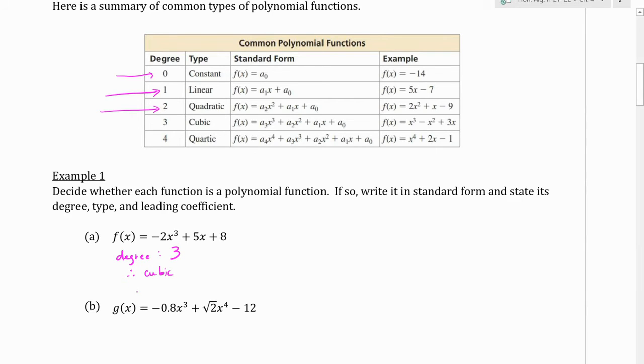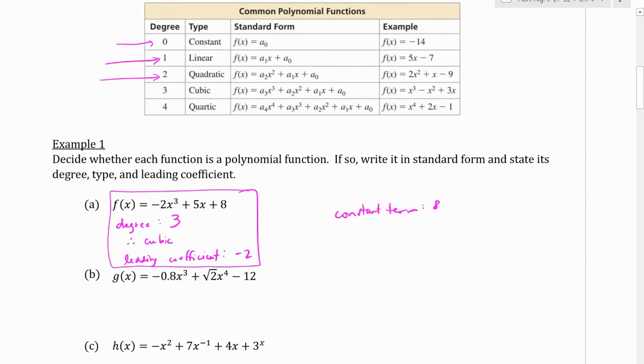And then the leading coefficient is a negative 2. A lot of times I'm going to say lead coefficient because that's what I've always called it, but you can say leading coefficient. Just in case they'd ask, the constant term on this one was the 8. But it didn't ask for that. It just said write it in standard form, which it already was. Give me the degree, and therefore what type it is. The degree is what makes it called a cubic.